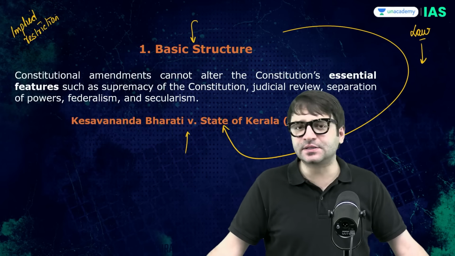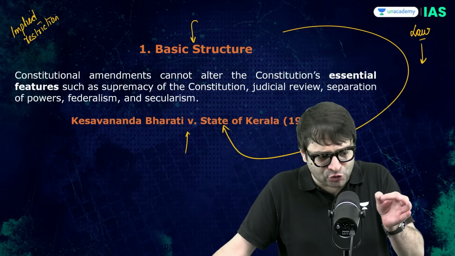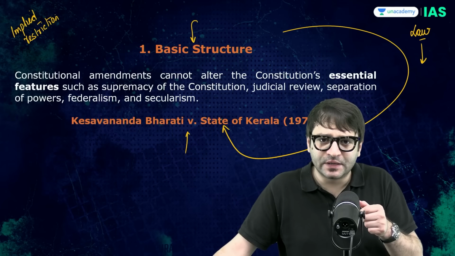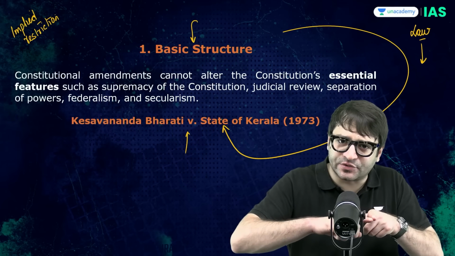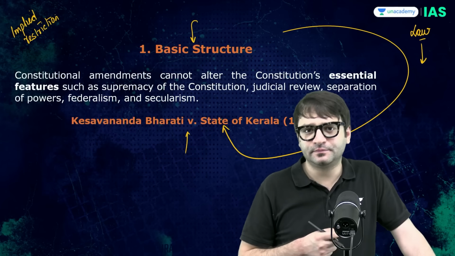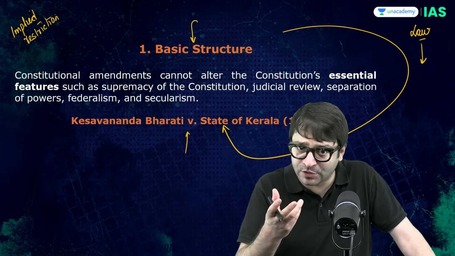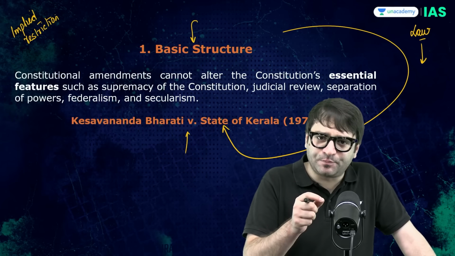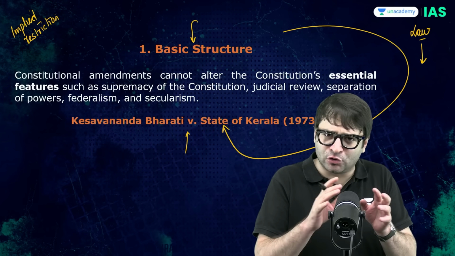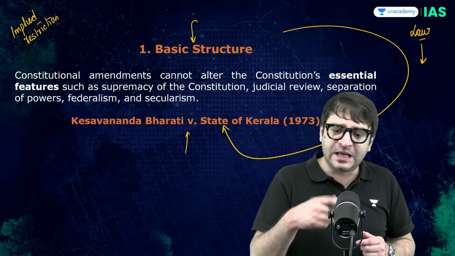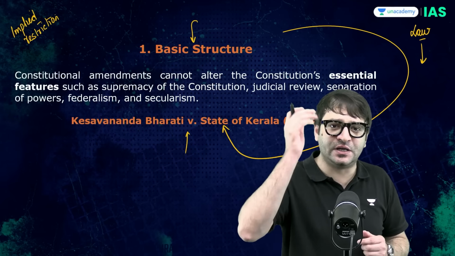Implied restriction in the sense, can Parliament use Article 368 and convert a sovereign country and give this country back to the British Empire? Can we do that? Can Parliament do this? Can Parliament enact a law and then say from now onwards, election would not be conducted every 5 years, election would be conducted after 50 years?